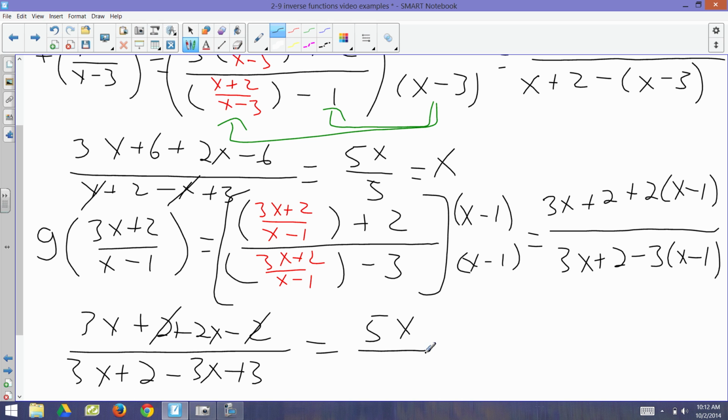Numerator, I have 5x. Denominator, I have 5 is equal to x. Done.